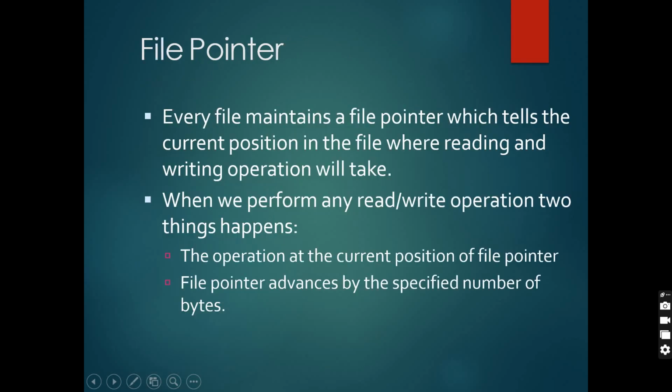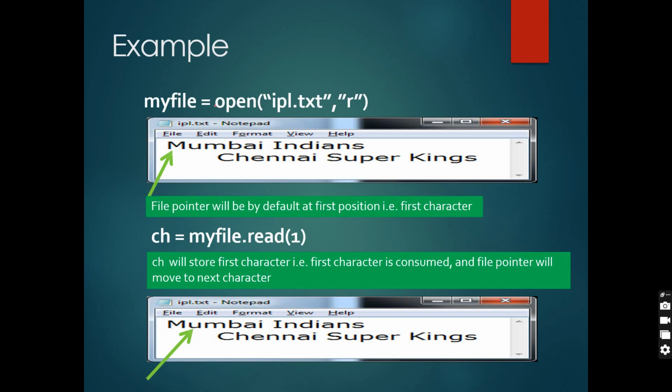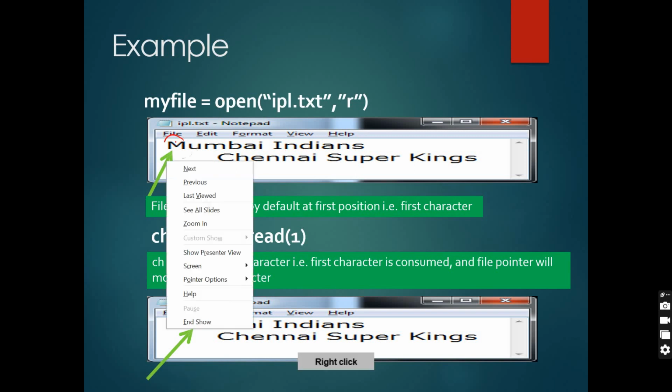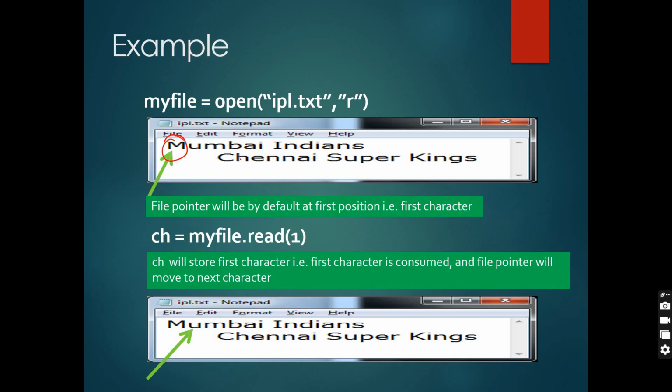Every file maintains a file pointer, which tells the current position in the file where reading and writing operations will take place. When you perform any read or write operation, the file pointer advances by the specific number of bytes. So when you are reading the file, after you read the first character, the pointer will go to the next position here.